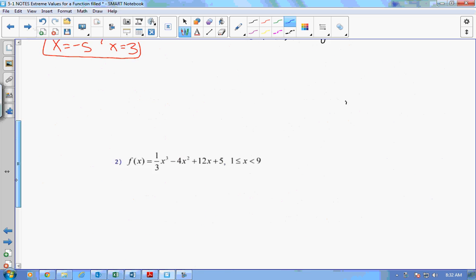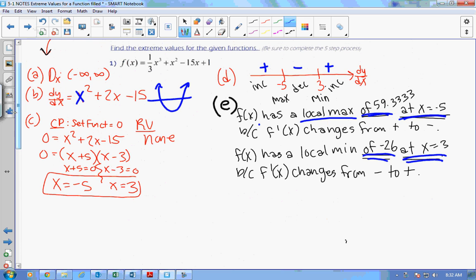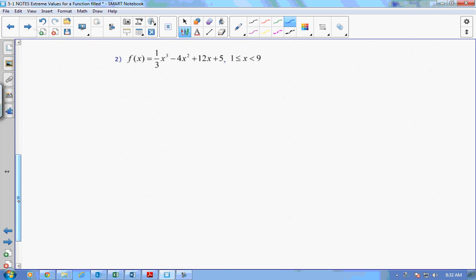Okay, so number 2. We're going to follow the 5-step process on number 2. What is the domain? It's cubic, right? X cubed. What does an X cubed graph look like? Like an S-looking thing, curvy. So the domain, is that going to be negative infinity to positive infinity?